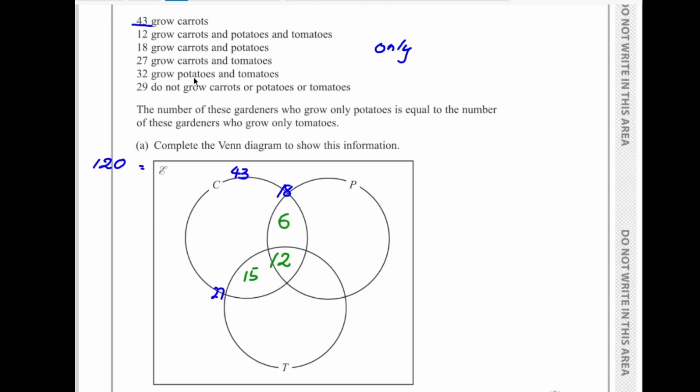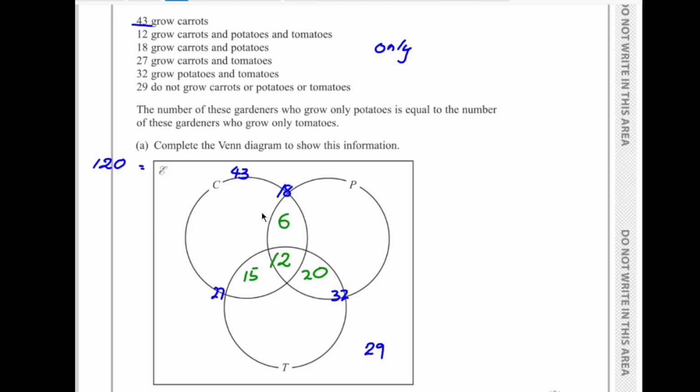Next one, 32 grow potatoes and tomatoes. This one, 32, same way, we do not write inside straight away. We subtract this amount from this one and write, which is 20. 32 minus 12, which is 20. After that, 29 do not grow carrots or potatoes or tomatoes, it is not in any circle. It is outside of all three circles, which is 29.